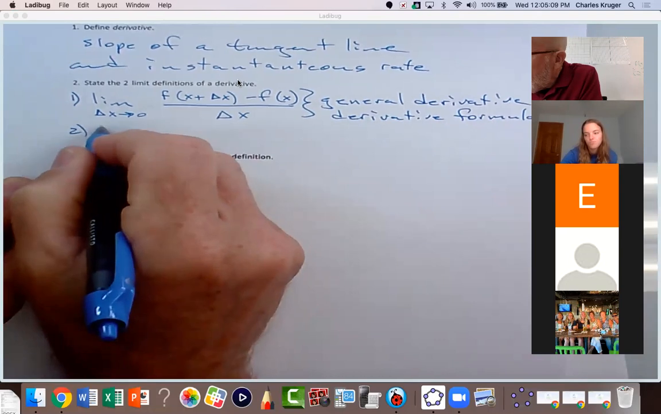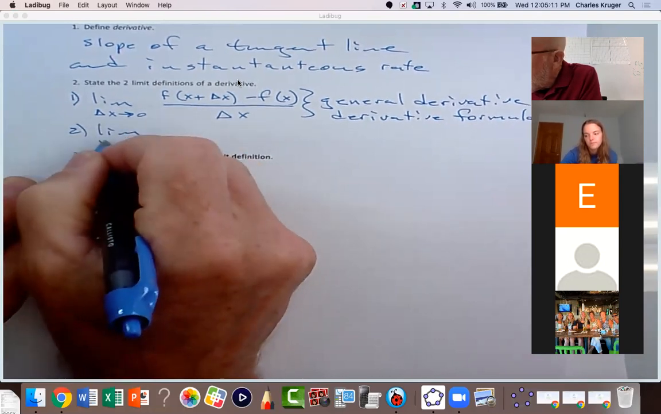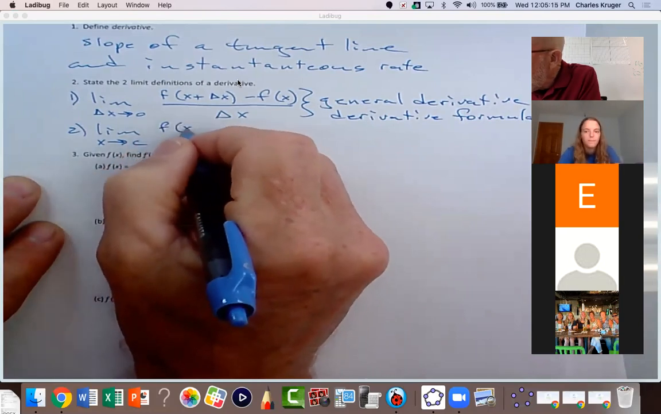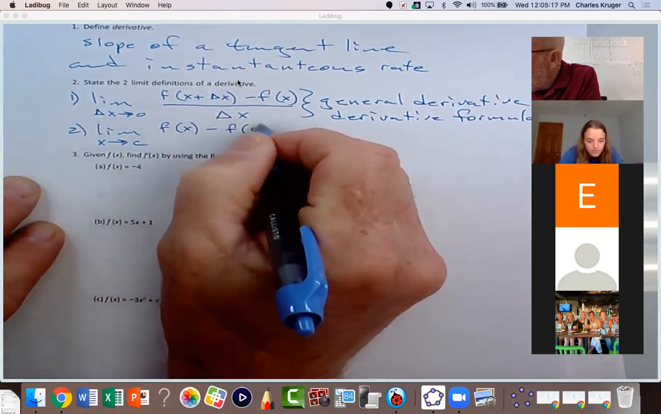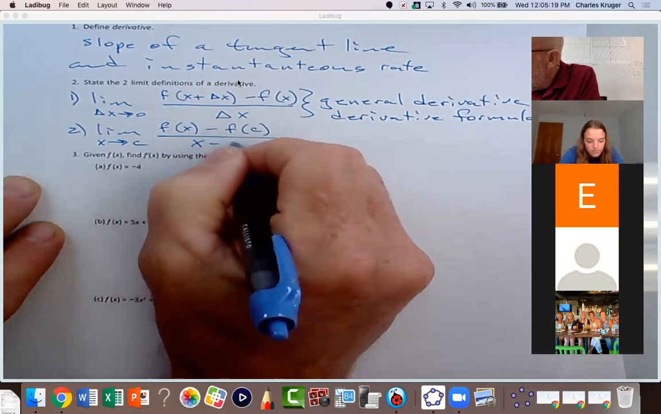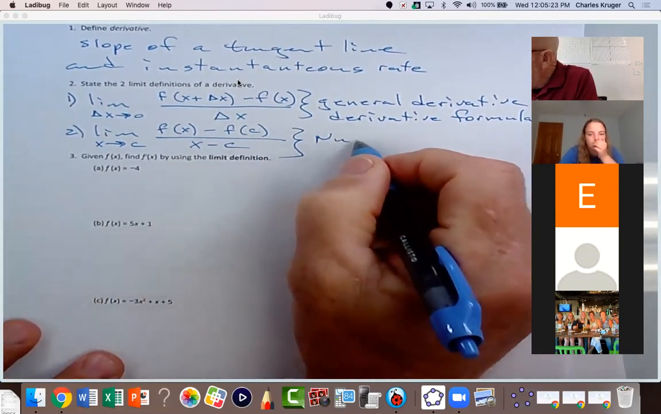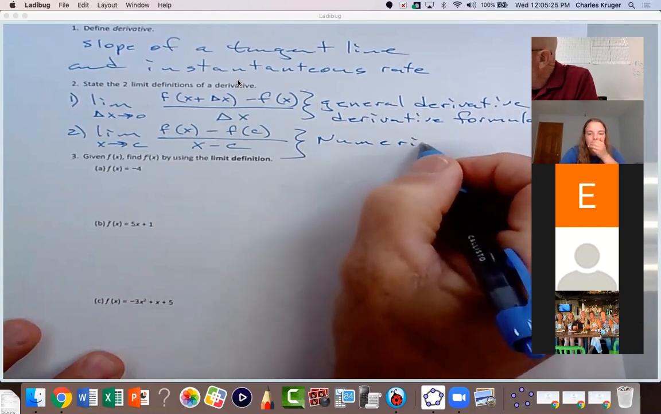And the next one is the limit as x approaches c, some constant, of f of x minus f of c over x minus c. And this gives us a numeric derivative. It gives us the actual slope.